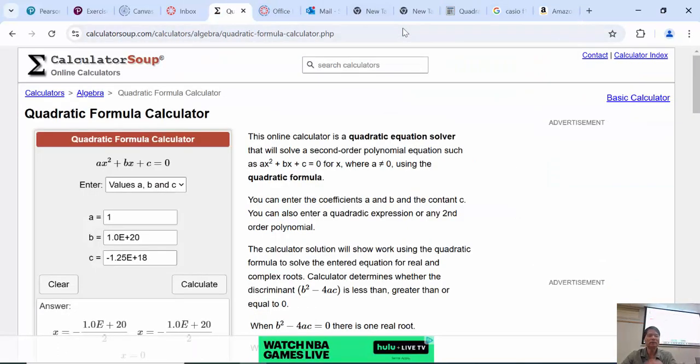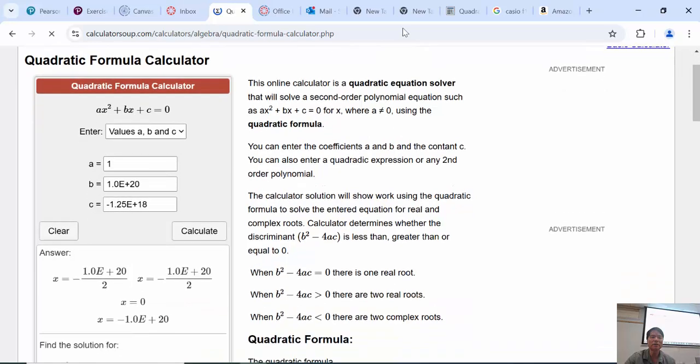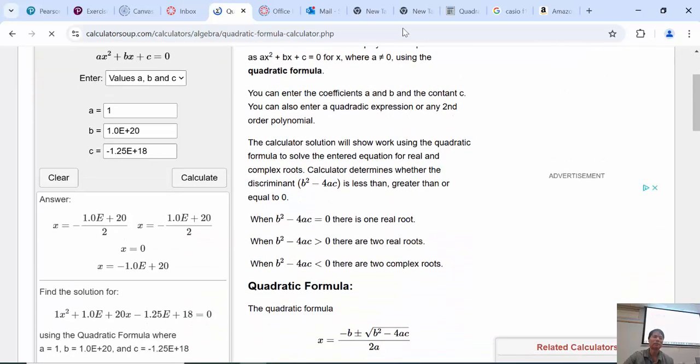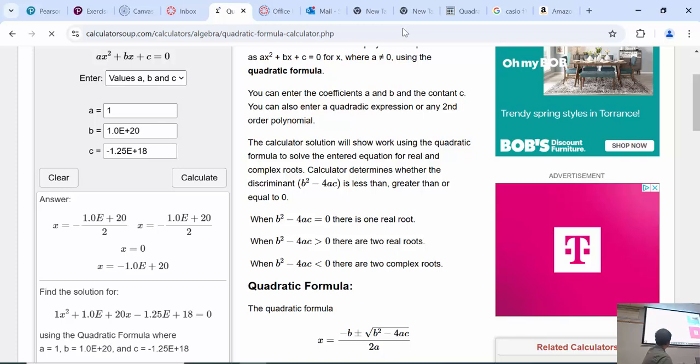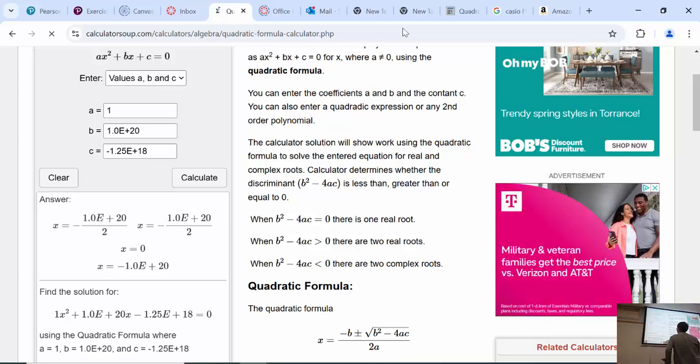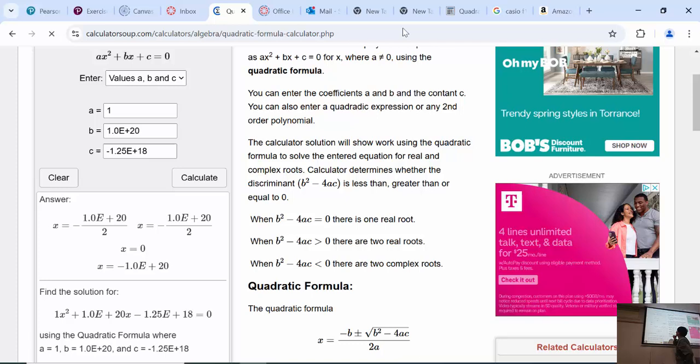So all I do is I enter A, B, and C. A is 1, B is 1 times 10 to the 20th, C is minus 1.25 times 10 to the 18th, correct? And then I'm going to calculate, solve for x. And I don't know what's wrong with this. Something is wrong, because I get x is equal to 0.